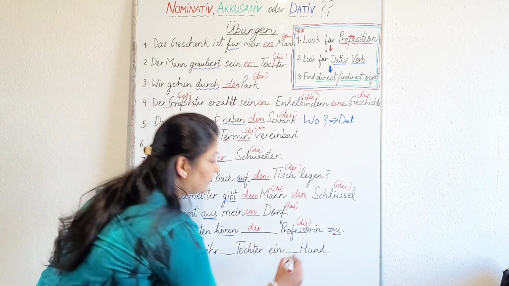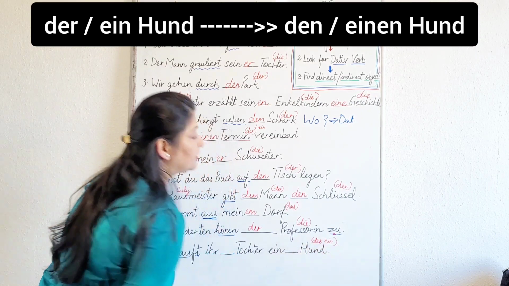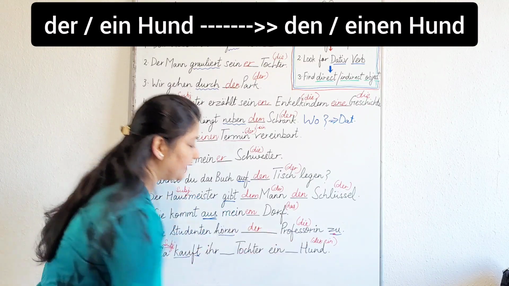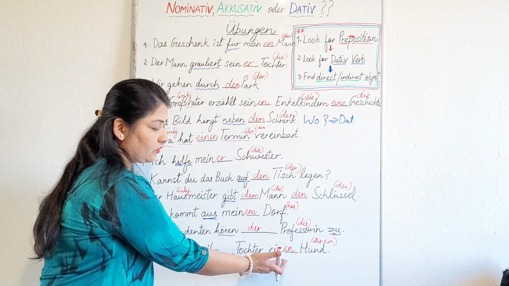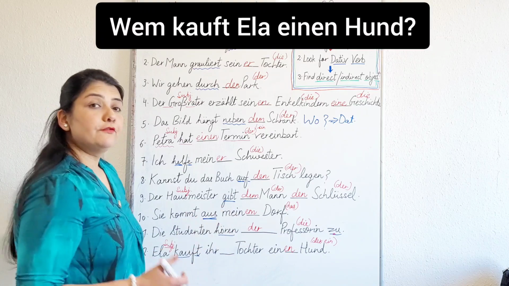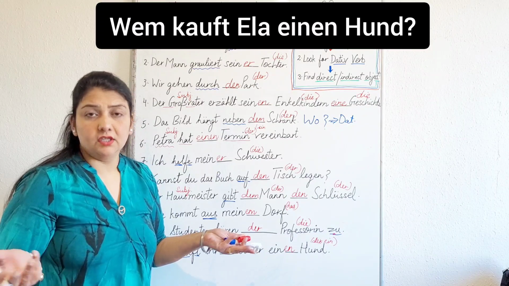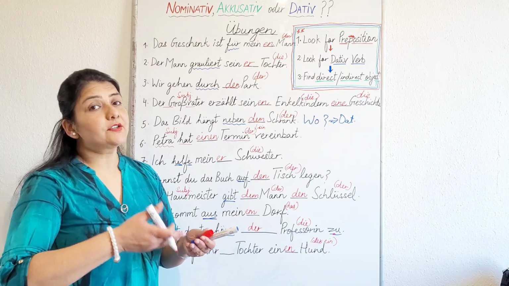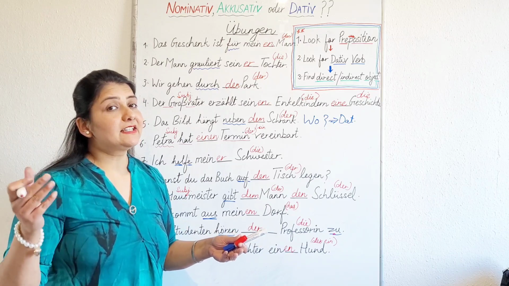So ein Hund. Hund hat der Artikel der oder einen unbestimmten Artikel ein. Und direct object ist meistens in Akkusativ. Deshalb wird ein zu einen dekliniert. Ja? So, wir haben Hund im Akkusativ, einen Hund. Ja? Aber wem kauft Ella einen Hund? So, for whom has Ella bought a dog? The answer to for whom, that is the indirect object, the end recipient, is always in dative.